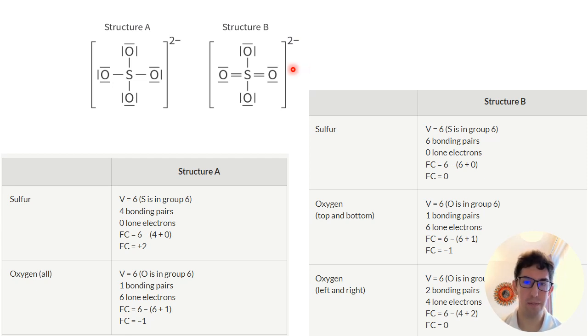So we get situation A and situation B. You can see that there's not one situation where everything is 0. So which one's more likely? Well, you want to choose the one that has the least number of atoms having a formal charge. In structure A, the sulfur's got +2 and all of the oxygens are -1, whereas in structure B, the sulfur's 0, most of the oxygens are 0, and 2 of the oxygens are -1, so structure B will be more likely.